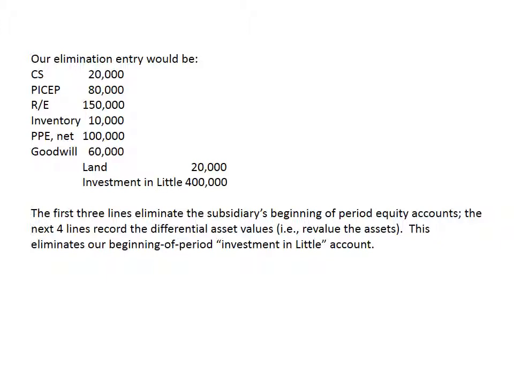Next, we need to go ahead and adjust the assets up or down to reflect their fair value. Again, the inventory was undervalued by $10,000, so we're going to add $10,000 to inventory. Likewise, the property, plant, and equipment is undervalued by $100,000, so we're going to go ahead and add $100,000 to property, plant, and equipment. We have to go ahead and create the goodwill of $60,000. On the credit side, land is overvalued, so we need to reduce the land account with a $20,000 credit. And finally, all of that stuff combined closes out against our investment in Little account of $400,000, our acquisition cost.